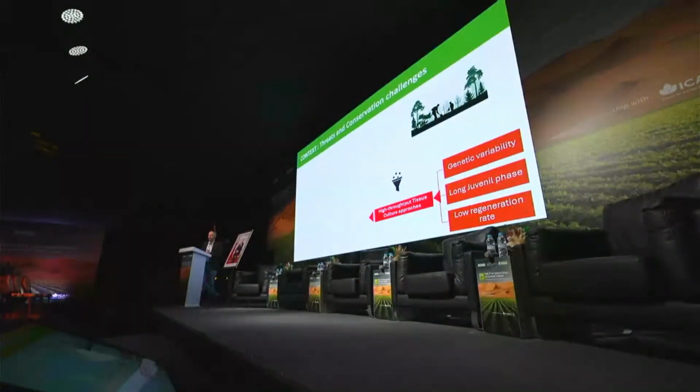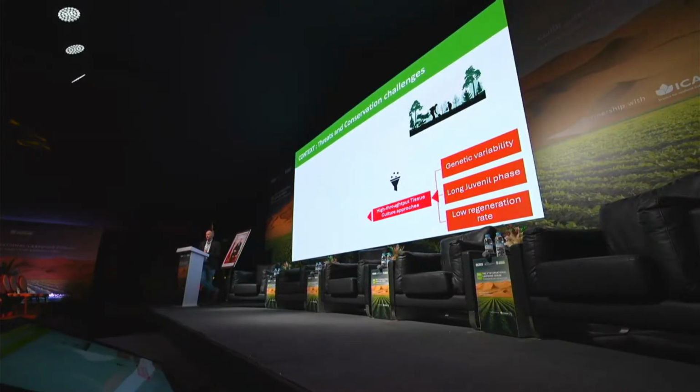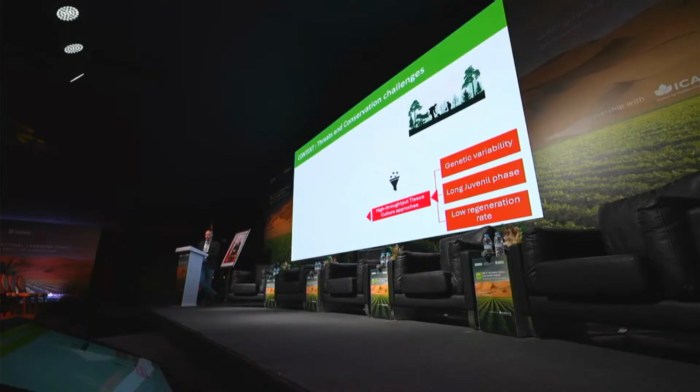So the main challenges for Argania spinosa are genetic variability. That means if we want to grow trees from seeds, of course we will have a high genetic heterogeneity, which implies that it is impossible to maintain the elite traits, such as argan oil content, etc., and drought tolerance genes. Also, in addition to that, long juvenile phase, low regeneration rates.